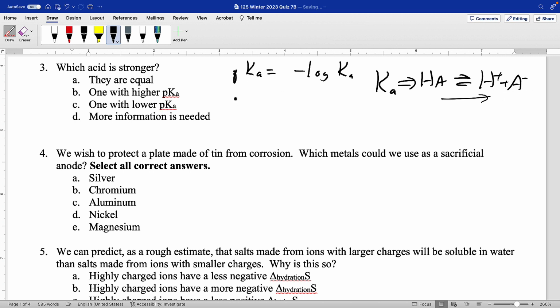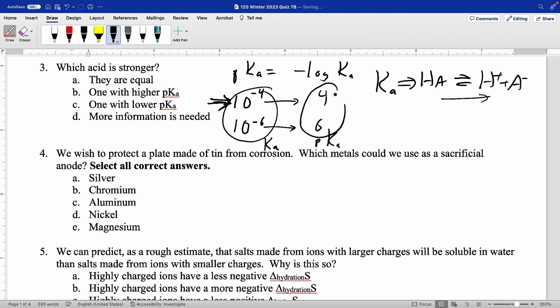So let's do a little experiment. Let's take two different Kas, and we can see that these are both weak acids, but the stronger one is this one with the 10⁻⁴, right? It has a bigger Ka. So here's some Kas, and we can see if we use this formula of pKa is negative log of Ka, we get a pKa of 4 and of 6. So clearly the acid that's stronger is going to be the one with the lower number for the pKa.